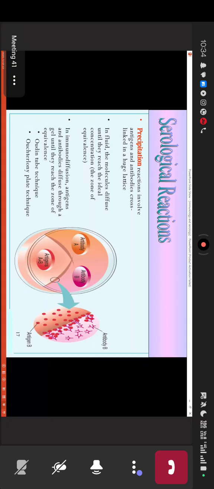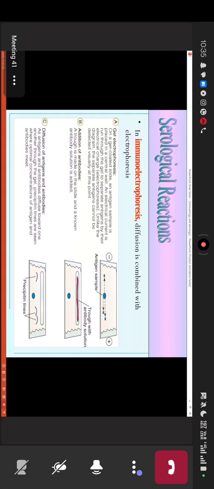So in immunodiffusion, antigen and antibody diffuse through a gel until they reach the zone of equivalence. Tube technique and plate technique are used in the immunodiffusion techniques. When we are using immunodiffusion precipitation reaction, we can use tube technique as well as plate technique. And the immunodiffusion technique is run using gel. Correct? So this is your precipitation reaction.